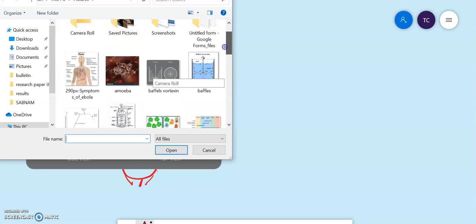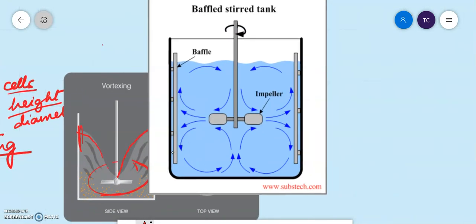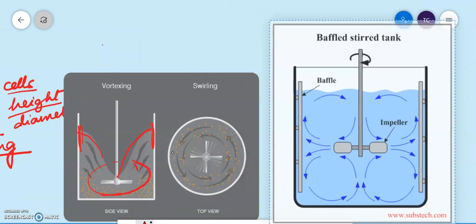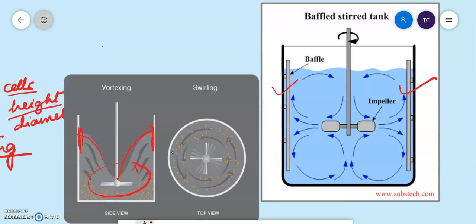we have to have an important aspect, that is your baffles. If you get to see this baffle, the baffles are constantly moving through the sides. And as the material goes and attaches to the surface, it is not getting attached. Rather, it is coming back into the solution. See, they are coming back into the solution. So that is what I am trying to say about vortexing and your impeller.